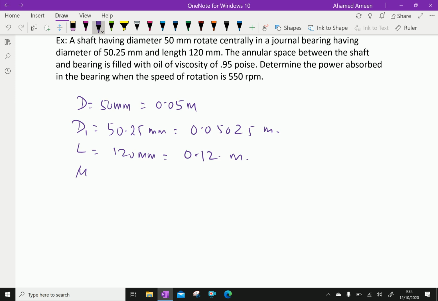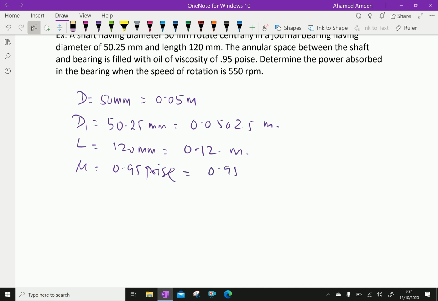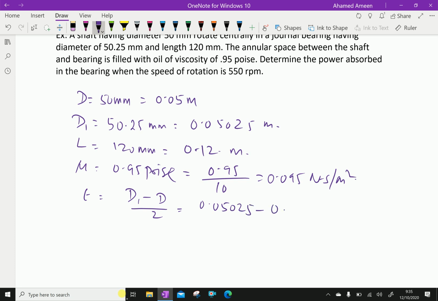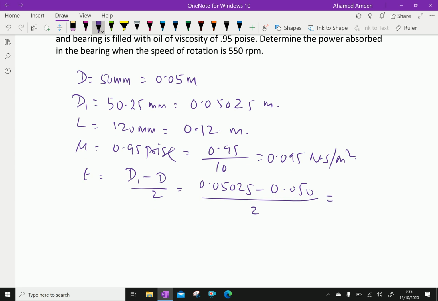Mu, the viscosity of the oil, is 0.95 poise, which is equal to 0.95 over 10 Newton second per meter square. We can write this value also as 0.095 Newton second per meter square. Thickness of the oil film is D1 minus D over 2, which is 0.05025 minus 0.050 over 2, equal to 0.000125 meter.